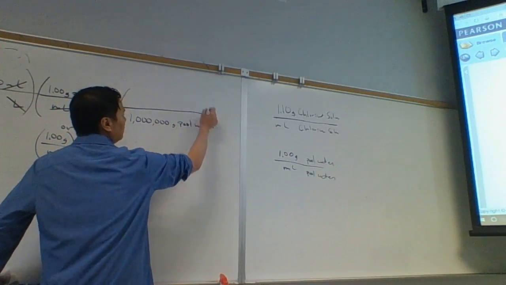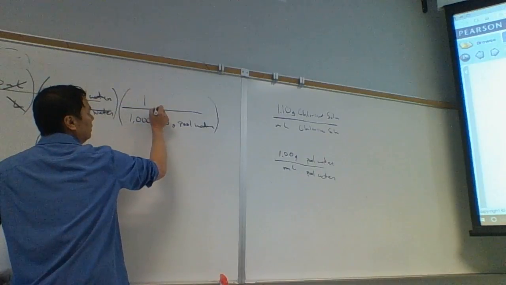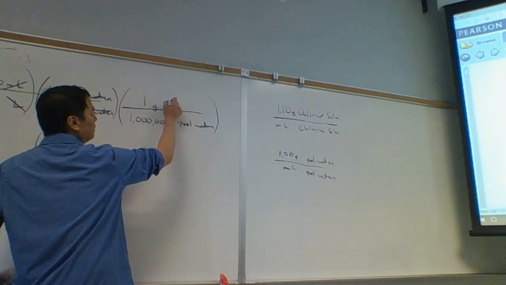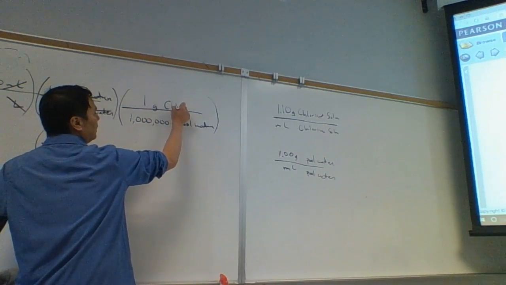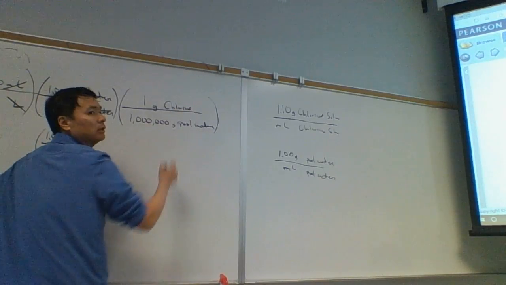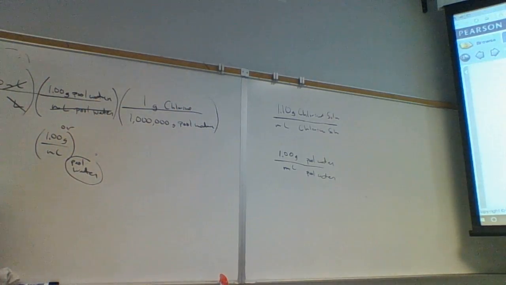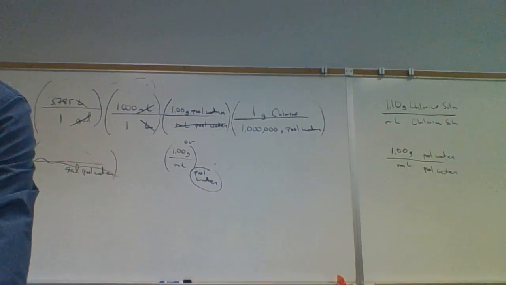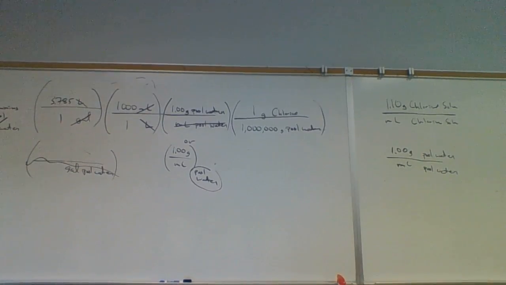we need 1 gram of chlorine. Not chlorine solution, chlorine. You have to be very careful here because if you put chlorine solution, you're going to get the wrong answer. It's chlorine. What do I mean by chlorine? I mean the pure substance. Chlorine, not the mixture.